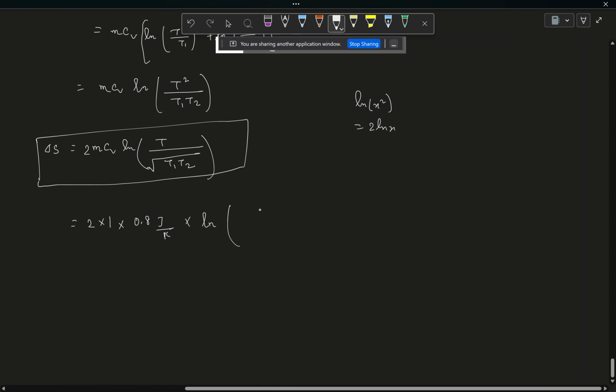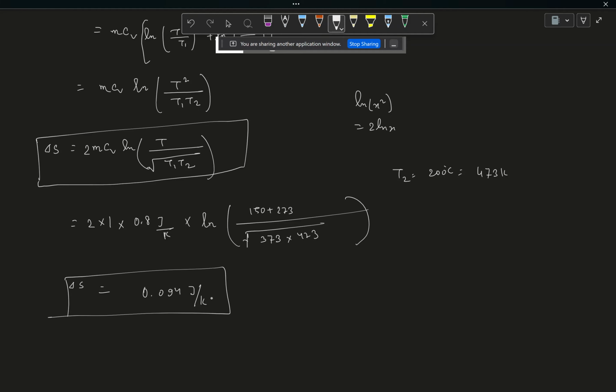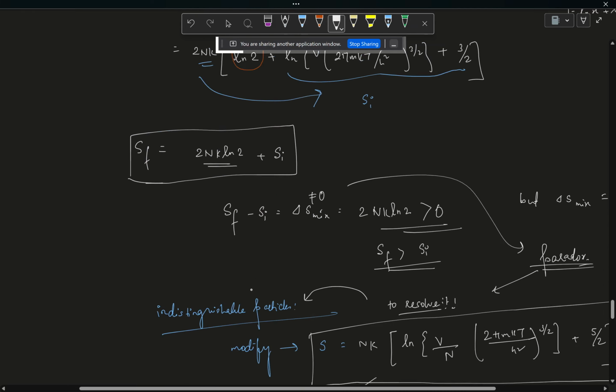So now here you have to use the absolute value. So final temperature 150 means 150 plus 273, divided by root over of, again T1 is 100, so 100 plus 273 is 373, into T2, which is 200 degrees centigrade, which is 200 plus 273 is 473 Kelvin. So this is 473, and the whole thing, if you take your calculator and calculate this, you'll get a value of 0.094 joule per Kelvin. This is your change in entropy in the question. So we match our answer.